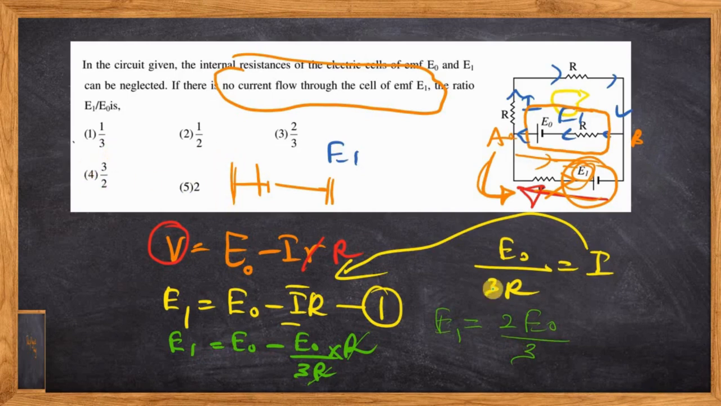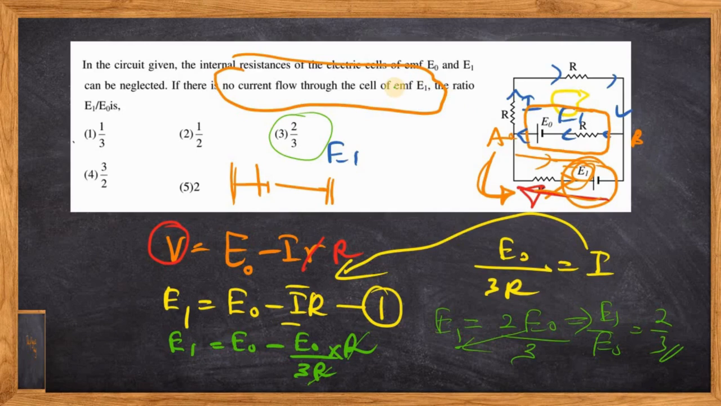Basically they are asking for E1 over E0, so E0 should go this way. So we are getting E1 over E0 equals 2 over 3. Alright students, this is the answer then, the third option. I know what you are saying. Yes, there can be plenty of methods to do this question for sure, but this method is quite easy.